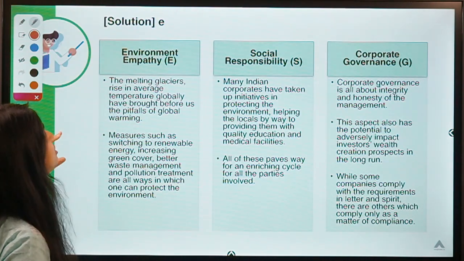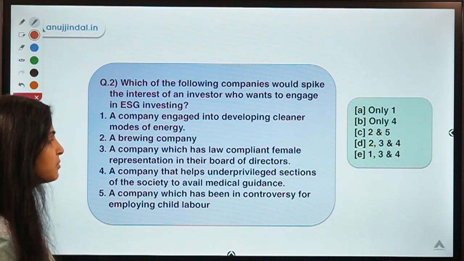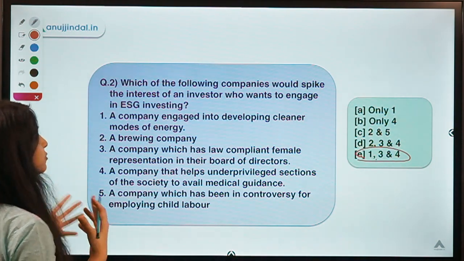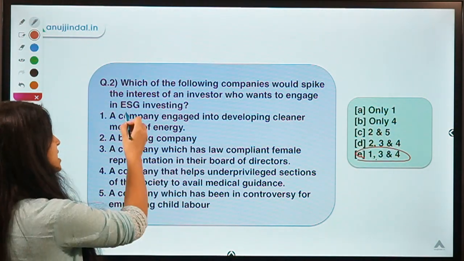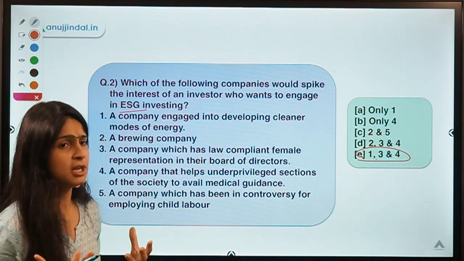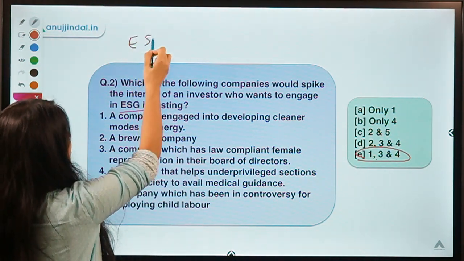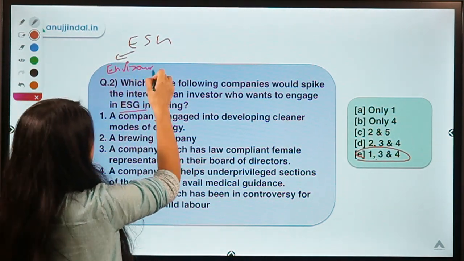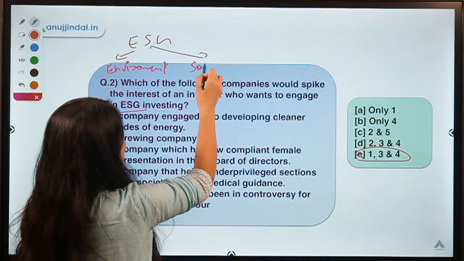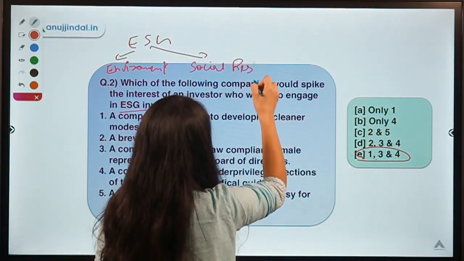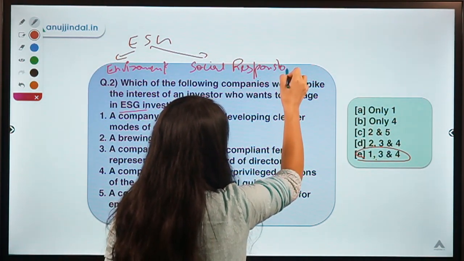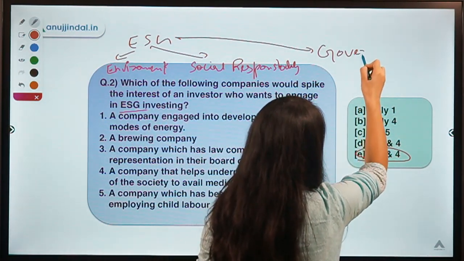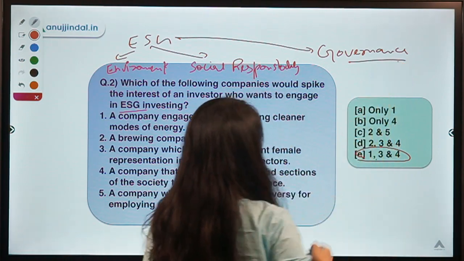Moving ahead to the solution, and the solution says it is option E. Option E means 1, 3 and 4. Before talking about these points, let us first understand what is meant by ESG investing. Obviously, I think you can make out that it is an abbreviation. E for environment, S for social responsibility, and G for, I think, something related to government. Yes, it is governance, or corporate governance, right?